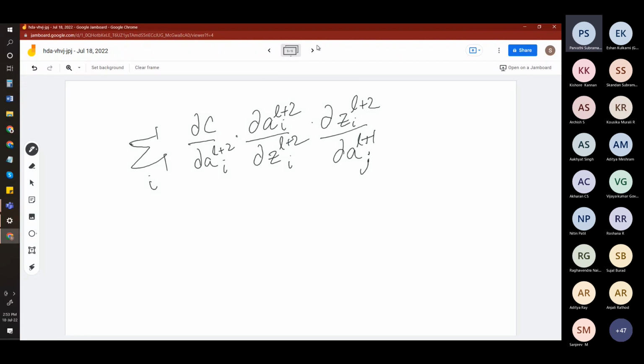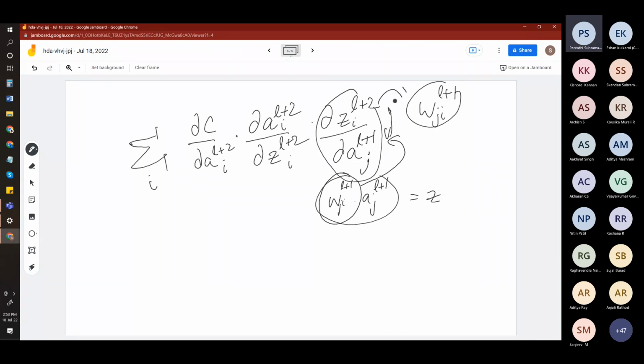And again, this dependence is easy to calculate because we know that the weight connecting AJ to ZI, which is W JI L plus 1 times AJ L plus 1, is going to be there in the expression for Z. So when we take the partial derivative, it's only this that is going to remain. So this would turn out to be W JI L plus 1. So this is already calculated. This is again the derivative of the sigma function. And this is again now we shifted the dependency to the layer L plus 2.